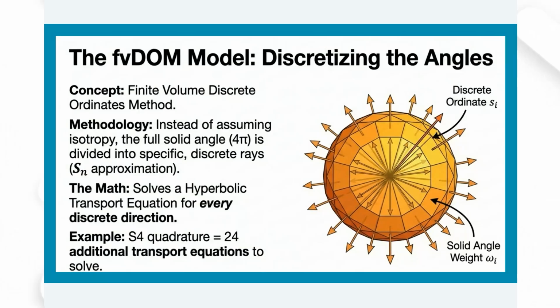So we are no longer solving a simple diffusion equation. We are solving hyperbolic transport equations for every single discrete direction. So this essentially captures the physics perfectly. It handles shadows, beams, anisotropic scattering, but it requires the solver to work much harder. So to understand the cost, let's take a very simple example here. A standard setup is S4 quadrature. This divides the sphere into enough angles to be accurate, but mathematically this means you aren't just adding one energy equation, you are adding 24 additional transport equations to your particular simulation.